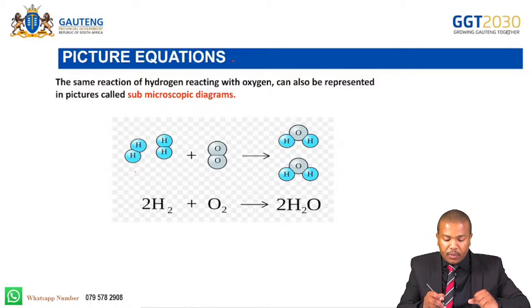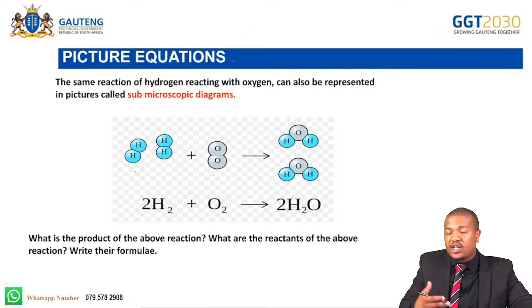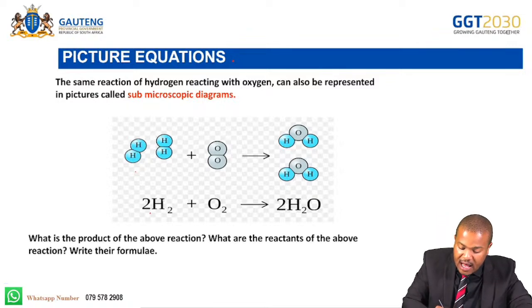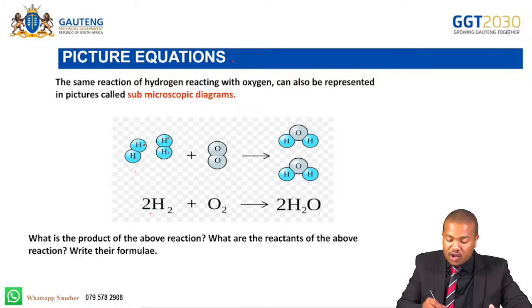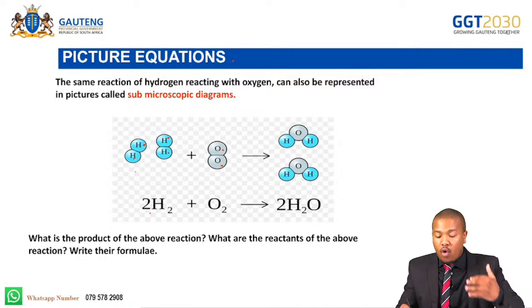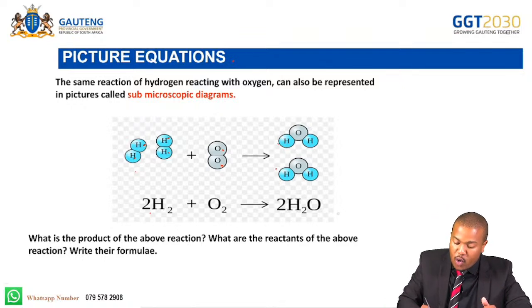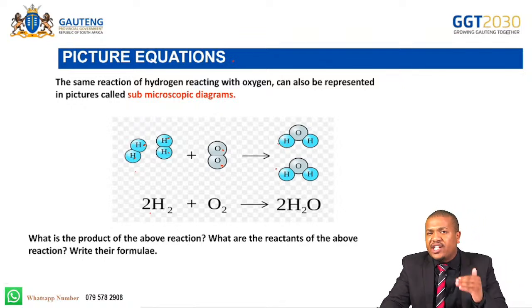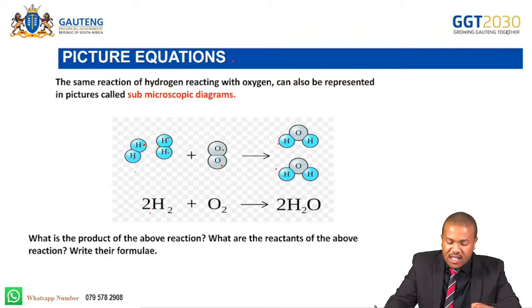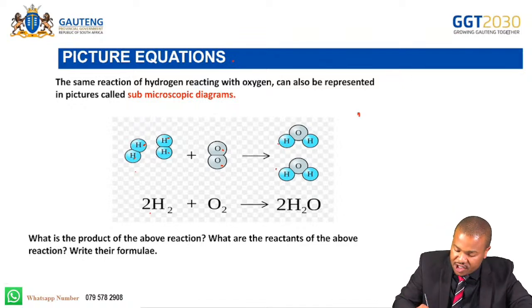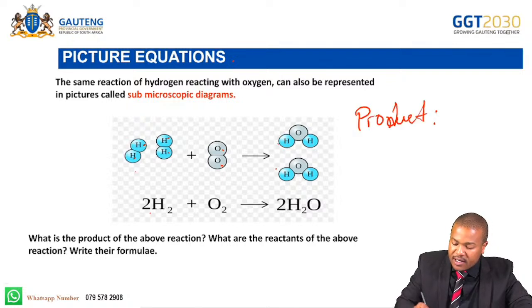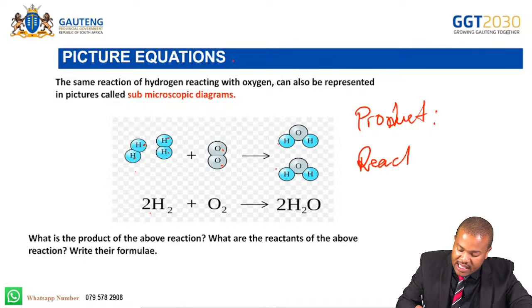molecules. So now if you were to count the number of atoms of hydrogen here, there are four, 1, 2, 3, 4, reacting with two atoms of oxygen to form a whole what? Two molecules of water, 2H2O. So again, just to test your minds, what is the product of the above reaction? And what are the reactants of the above reaction?